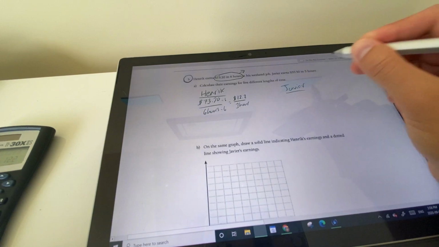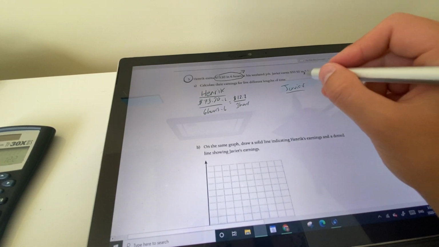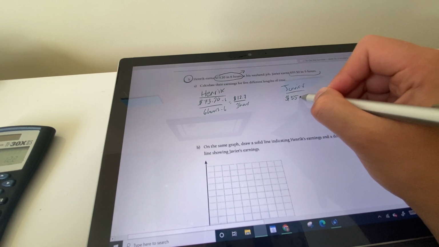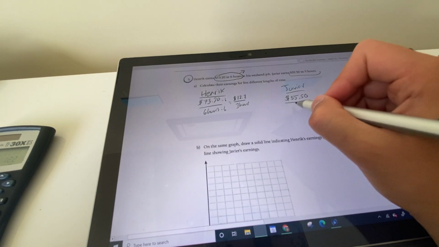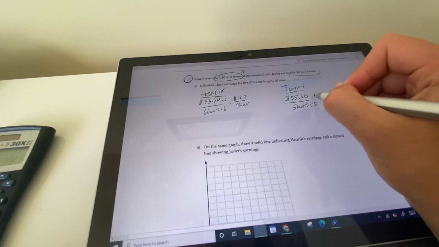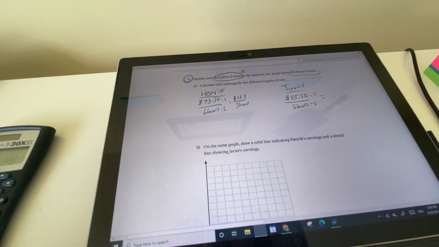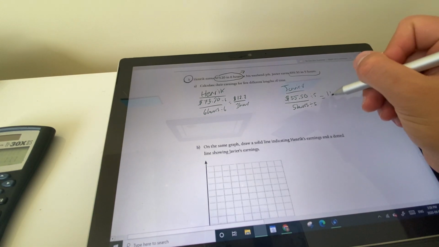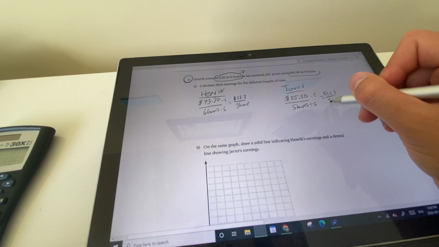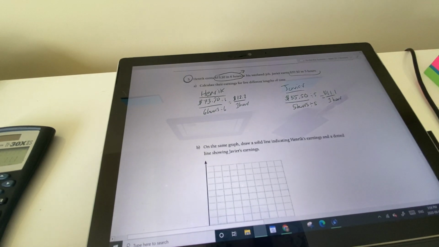Javier here, you would do the exact same thing. We can figure out a rate and use that. This guy earns $55.50 in 5 hours. We want it as a rate, so that bottom number has to be a 1. 55.5 divided by 5 gives me $11.1. 5 divided by 5 gives me 1 hour. So 11.1 divided by 1 hour.